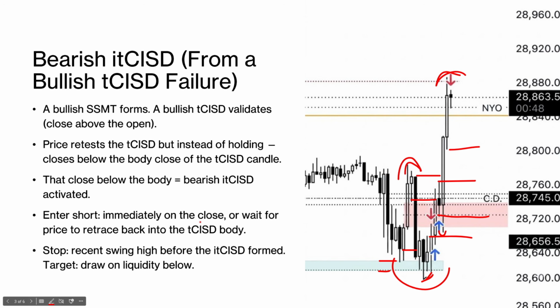So, enter short immediately on the close, or wait for price to retrace back into the true change instead of delivery. Oh yeah, this is the opposite. This was a bullish one, but the same thing applies to the bearish scenario. It's vice versa. Everything's fractal. The same thing can be applied to the bearish side.